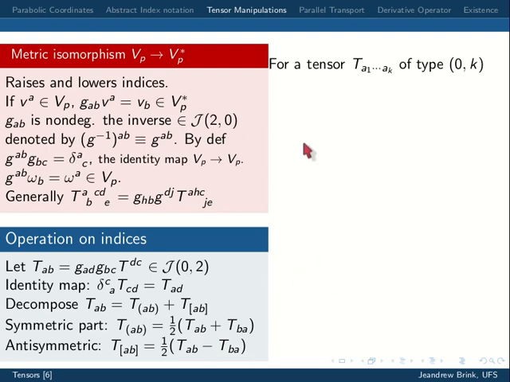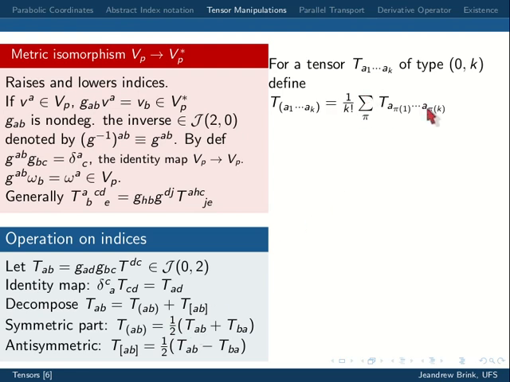And now another thing is, say for a tensor of type 0-K, we can generalize this even further. We can have a totally symmetric part of the tensor, and the totally symmetric part we tend to express in the following way. Suppose you had T_ABC, the totally symmetric part is you simply add all the permutations of A, B, and C and divide by the number of permutations that you have.